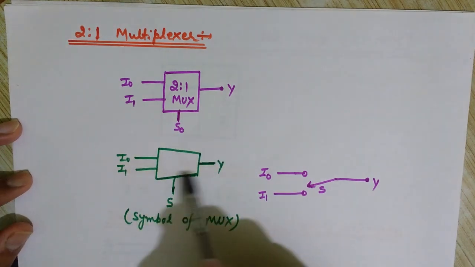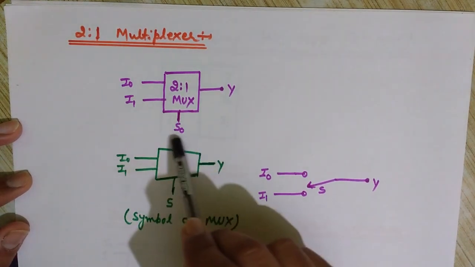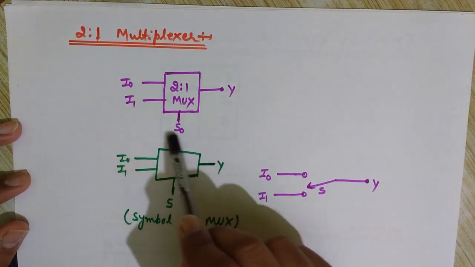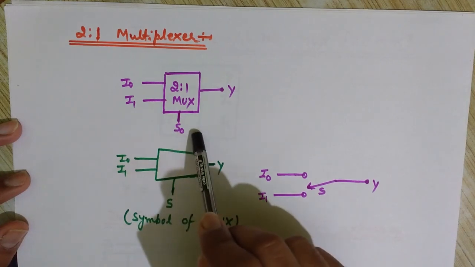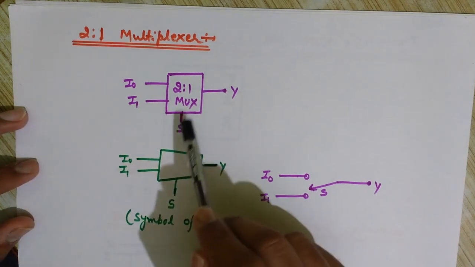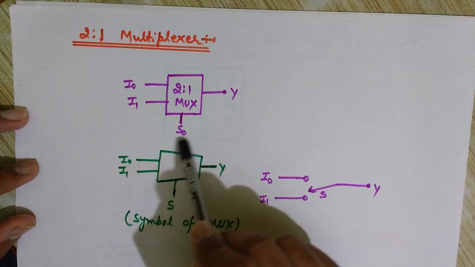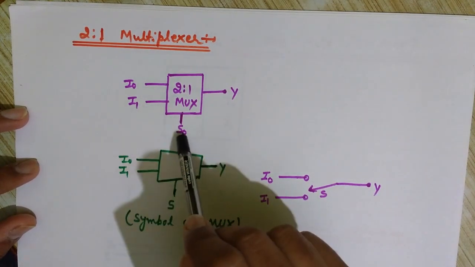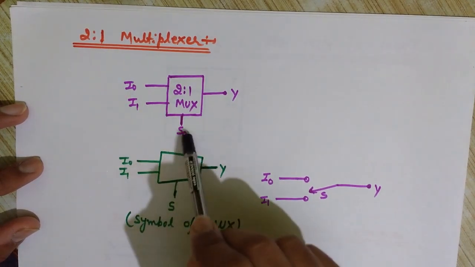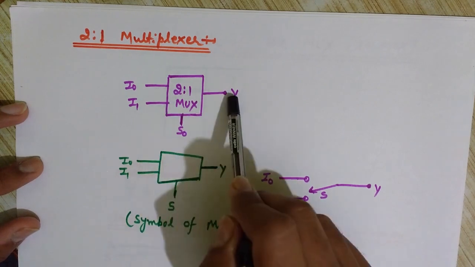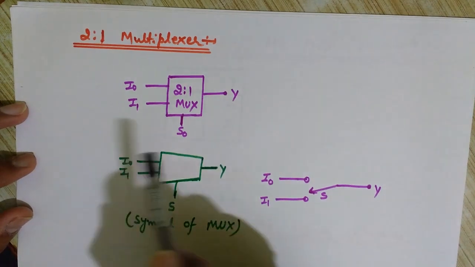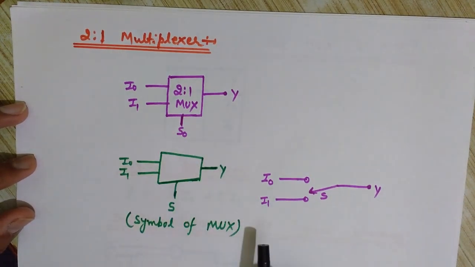This is the symbol of it. You see here, this is one select line, only one control input we use, because S0 can be either 0 or 1 bit, 2 to the power 1, which means 2. So only one control input is enough to control these two inputs, because it can have two combinations, 0 and 1. When S0 is 0 we will allow I0 to appear on the output, and when S0 is 1, I1 can be transmitted to the output. So only one control input is enough for 2 to 1 MUX.